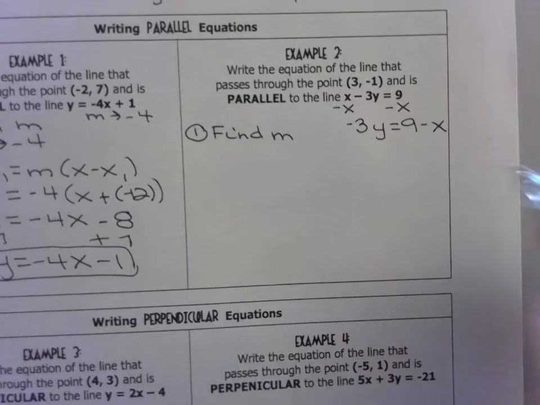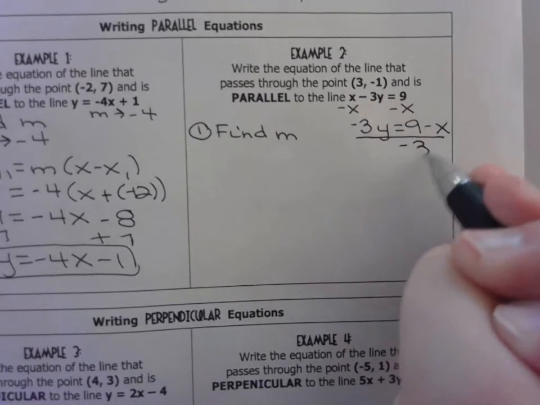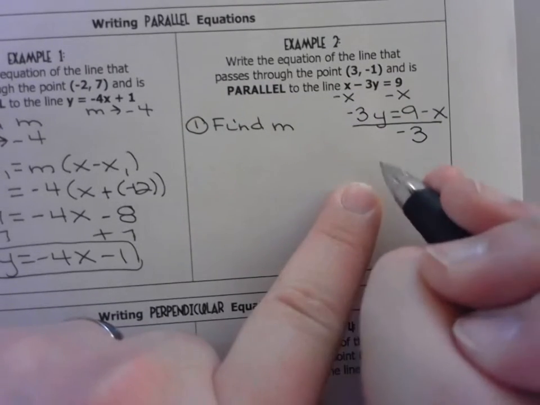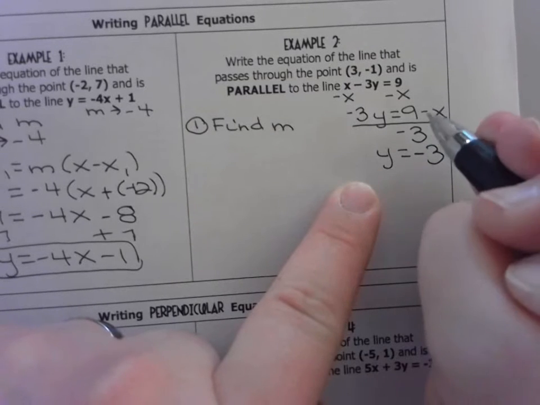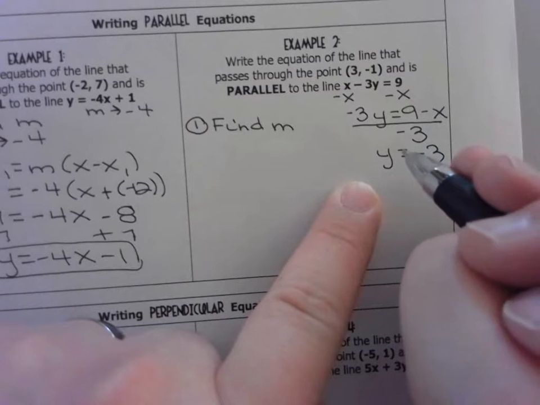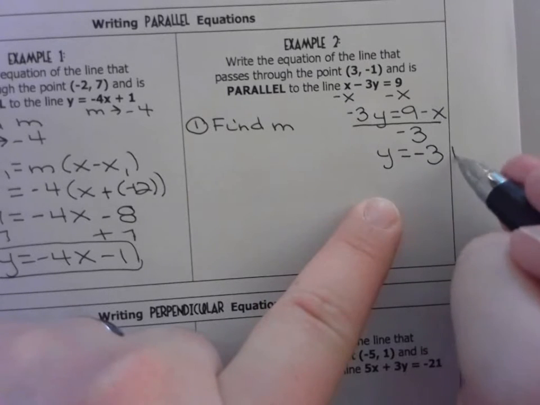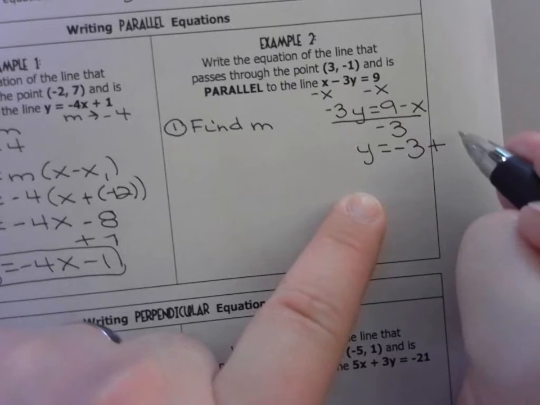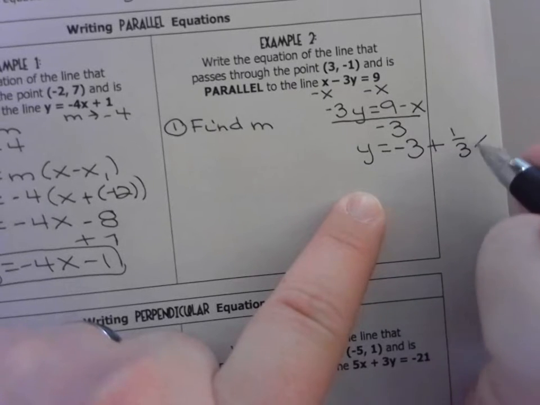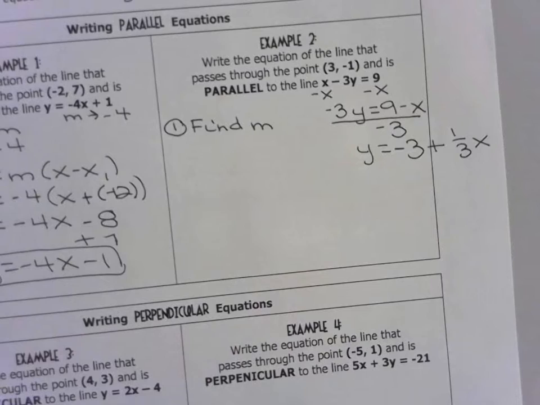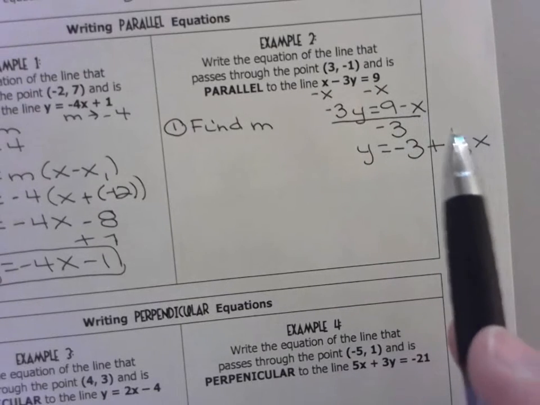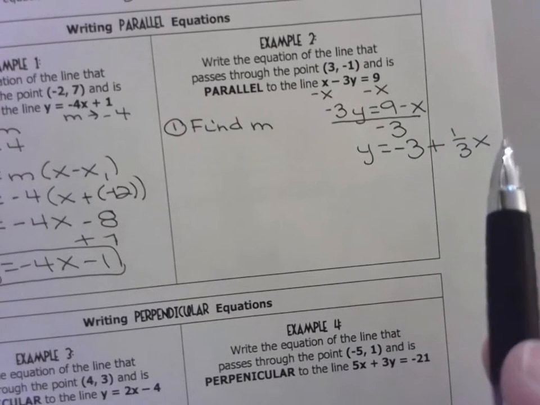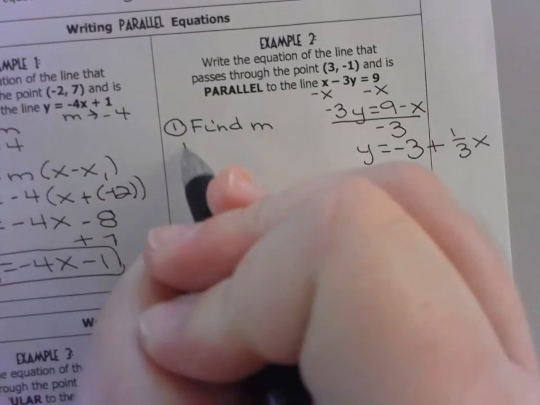What do I do next? Divide by negative 3. Check your little mistakes. y equals 9 divided by negative 3, negative 1 over negative 3. Positive. Negative over negative is positive. Positive what? 1/3 x. So check your little mistakes. Now, I have that equation in slope-intercept form. What is the slope of this equation? 1/3. So the slope of the equation parallel to it is going to be what?